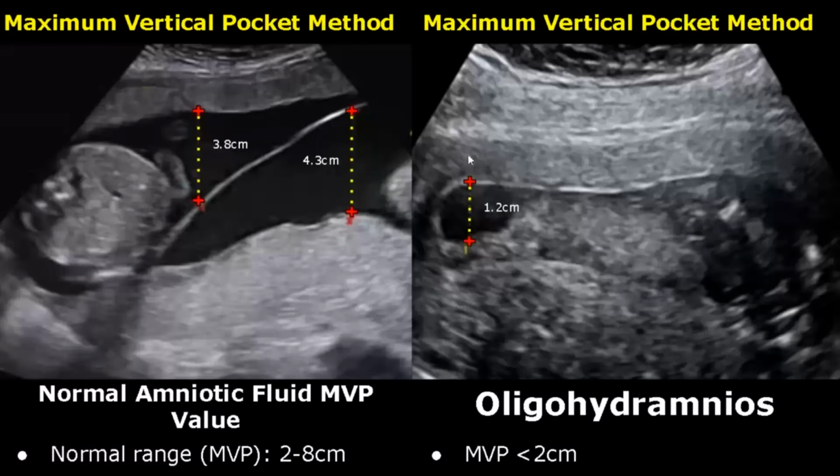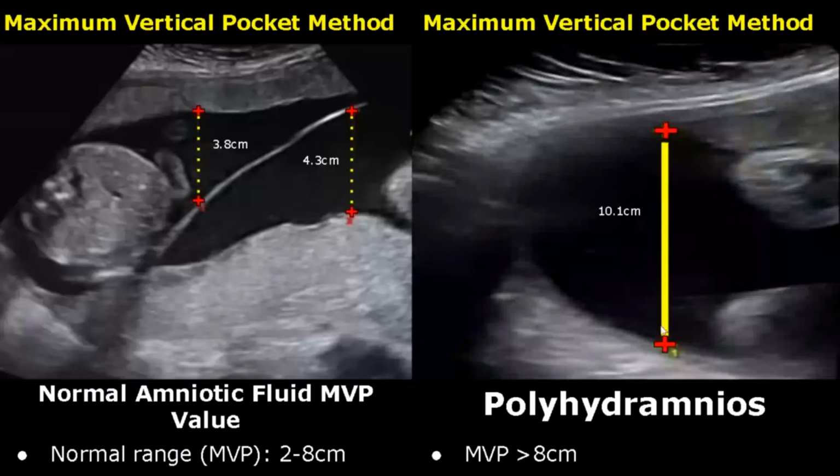Oligohydramnios occurs when the MVP value is below 2 centimeters. You can see a very small amount of amniotic fluid here. In polyhydramnios, there is excessive amount of amniotic fluid. The MVP value will be greater than 8 centimeters.